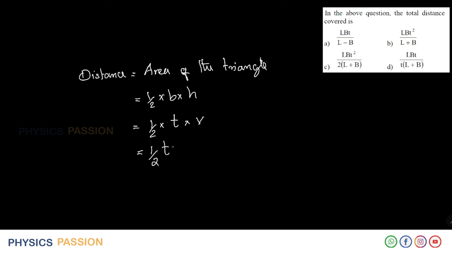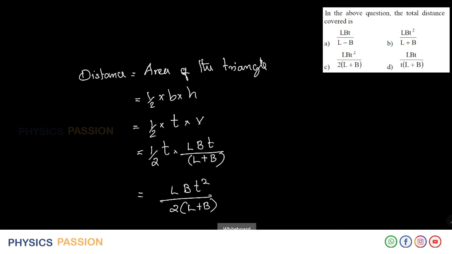What's the equation for velocity which we got in our last question? It is LBT divided by L plus B. So you can see that it will become LBT square divided by 2 into (L plus B). That's our right answer: LBT square by 2 into (L plus B). You can see that's option C. So option C is the correct answer for this.